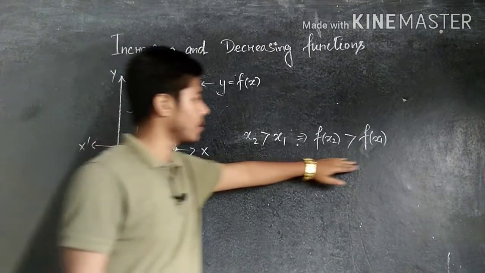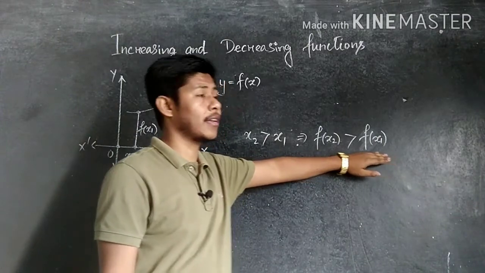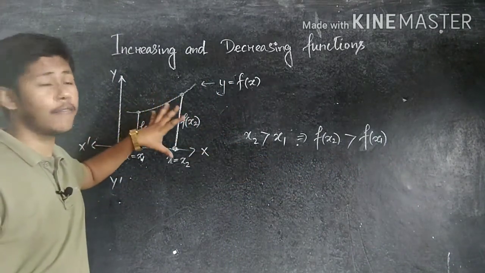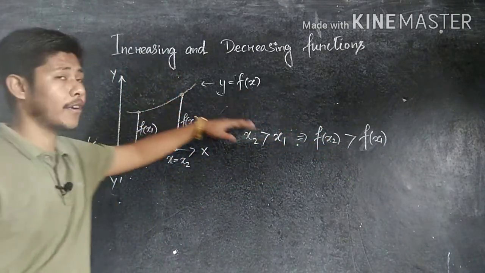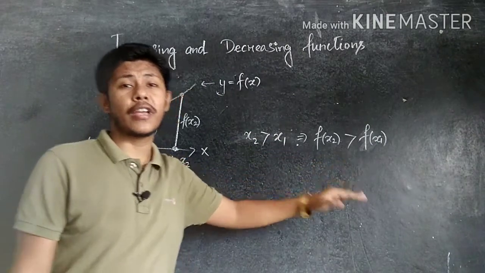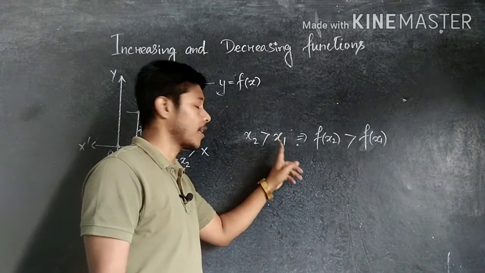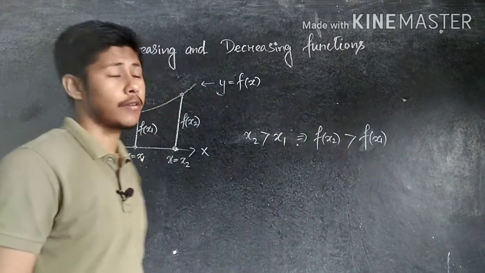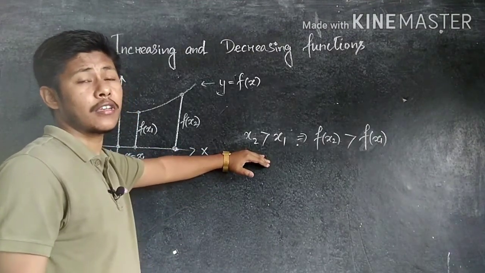So if we get this condition mathematically, then we can say, without making this graph, that the curve or graph, whatever the curve given, is a strictly increasing function. The condition is what? x2 is greater than x1 implies f of x2 is greater than f of x1. This one is the condition of a strictly increasing function.